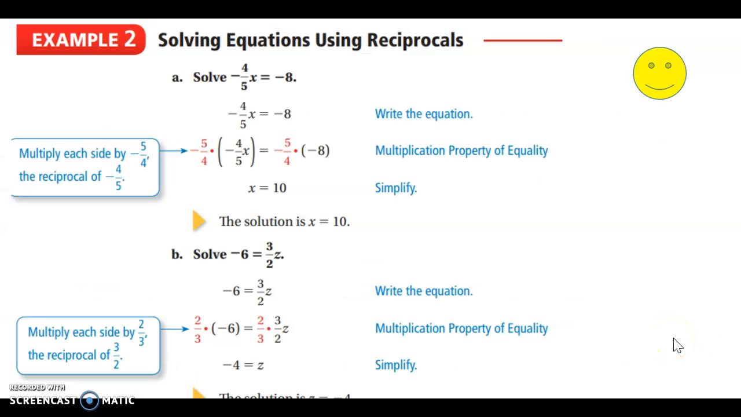First thing I put in your notes was an example from the Big Ideas textbook. Solving equations using reciprocals. So what we're going to talk about is a fraction next to a variable term. So you can see an example from the book, but we're going to go ahead and get started on the next example. So go ahead and let's look at this one.